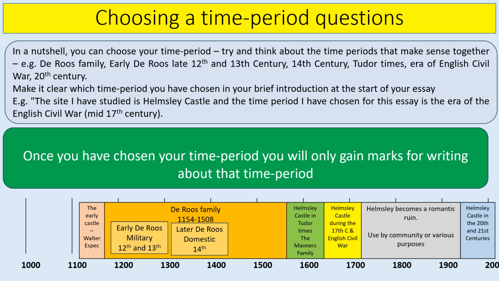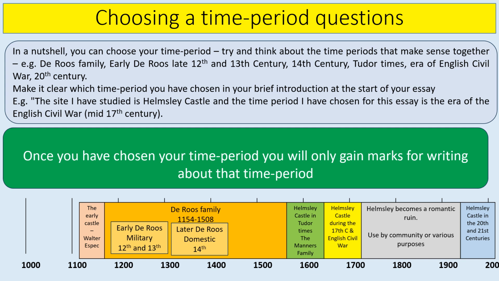So firstly, not all questions will ask you to choose a time period. If they don't ask you to choose a time period, it means you can write about any time period. If they do say choose a time period, then you need to follow this advice. So in a nutshell, you can choose your time period. But what the exam board say is you must think about what time periods make sense together. So for example, choosing a time period from 1100 to 1900 doesn't make sense. It's too big and that wouldn't be allowed.